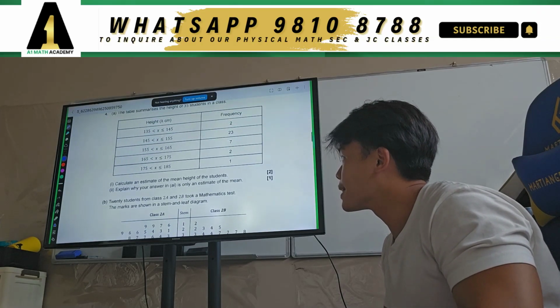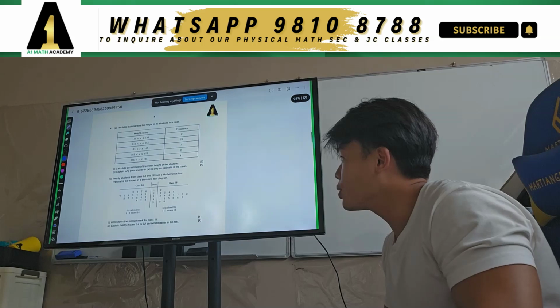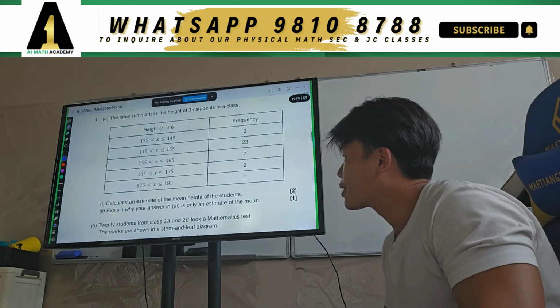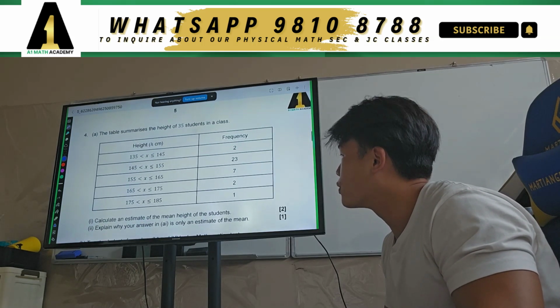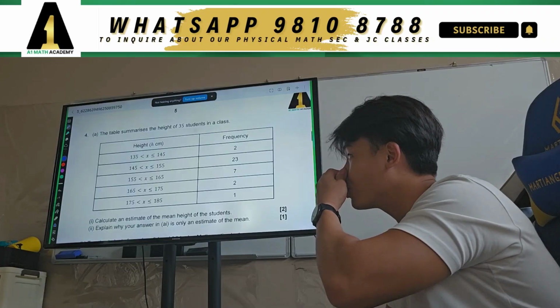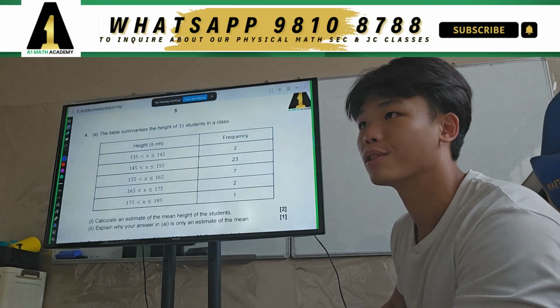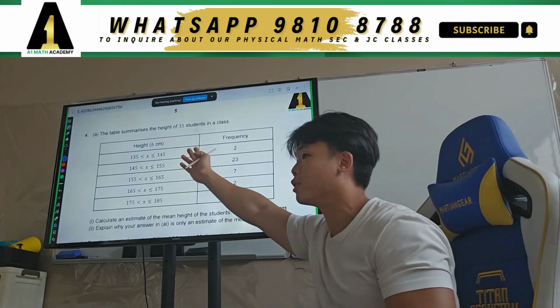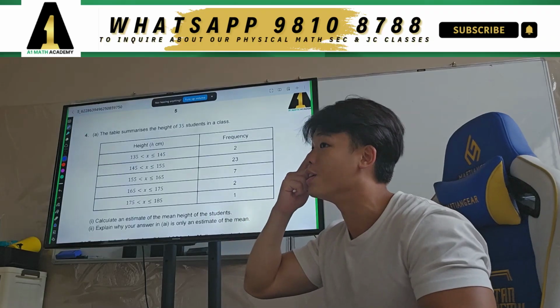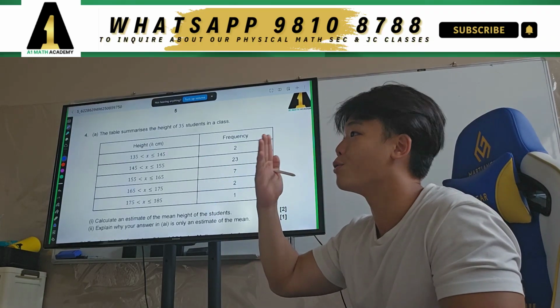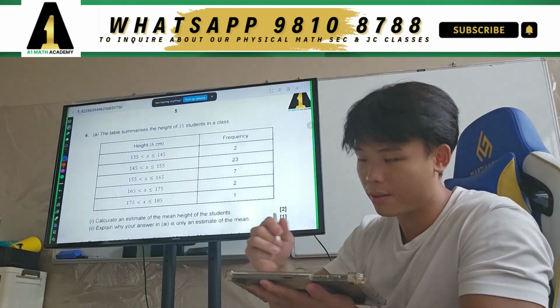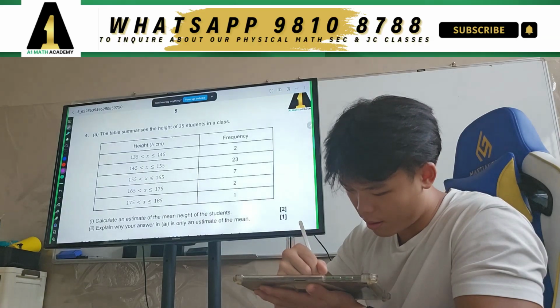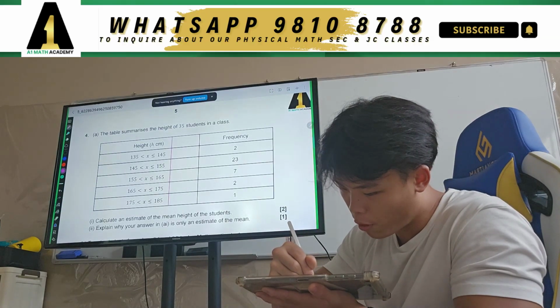Oh, okay. This is the statistics one again. This one should be okay, right? Calculate an estimate of the mean height of the students. How do we calculate an estimate of the mean height of the students? All of our data are grouped into classes, so what do we need to find? Midpoint value first. So on your 5 cm difference, 5 cm gap, correct.